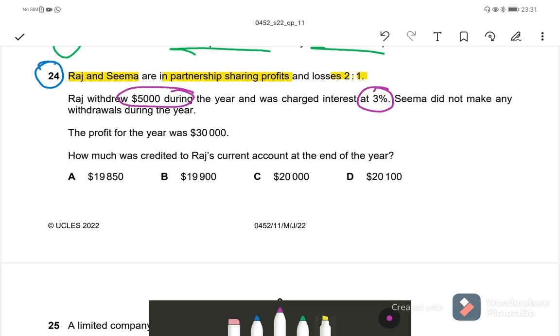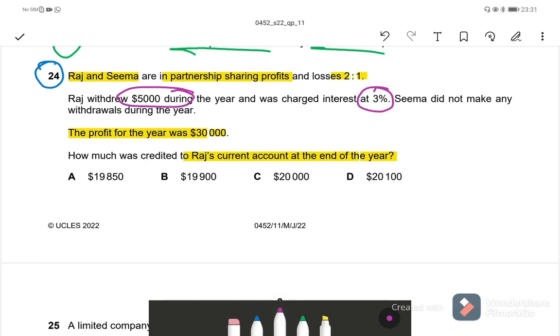The profit for the year was 30,000. How much was credited to Raj's current account at the end of the year? So Raj will get the profit share. It will be credited to the current account. So first we have to calculate the divisible profit.